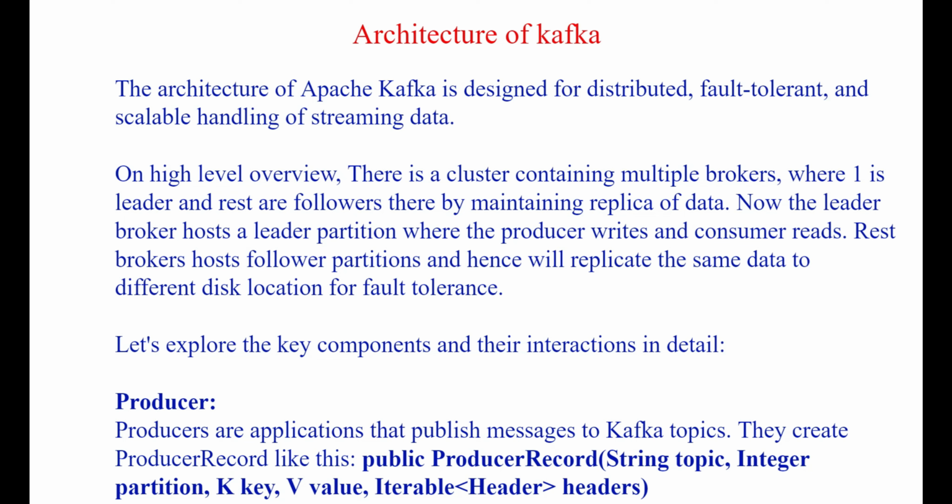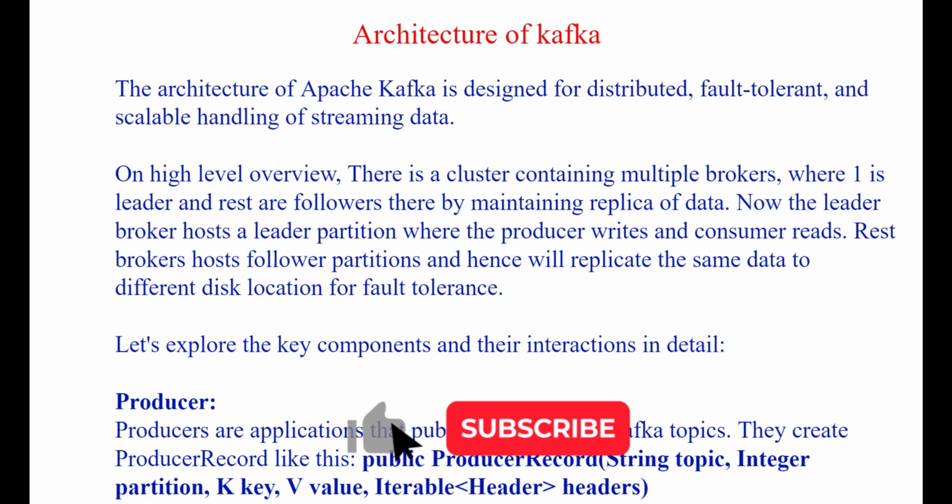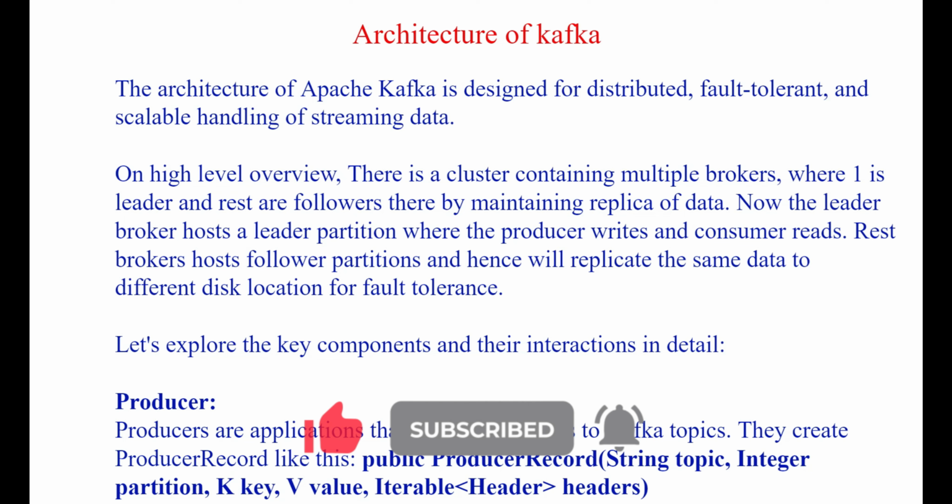Now let's see each and every component in detail. What is a producer? A producer is the one who publishes messages to a Kafka topic. They create a producer record like this, where it specifies which topic it has to write to. So suppose there is an order application which sends an email that the order is successful or the order is cancelled. The order service will send a message to the email service, and the mode of communication will be Kafka.